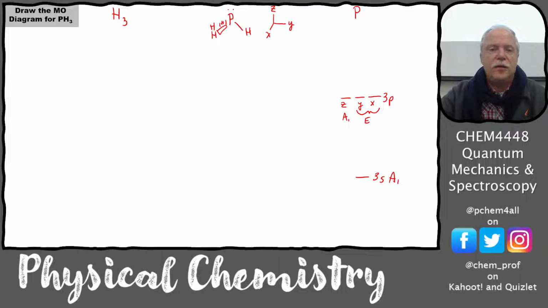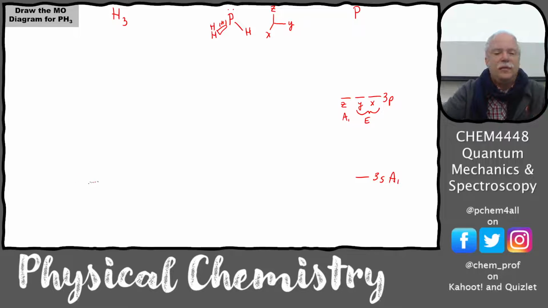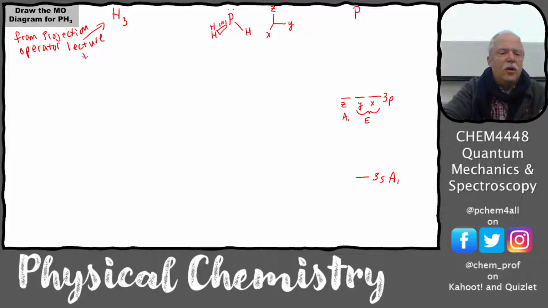Okay. Now, it'd be nice if we could switch back to those PowerPoints where we had the projection operator, but what we end up with are the three hydrogen orbitals, from the projection operator lecture. We end up with this. Right across from the p orbitals on phosphorus, we have a doubly degenerate set of orbitals, one of those would be X and one would be Y, and those would be E. I'll go ahead and draw the pictures of those.